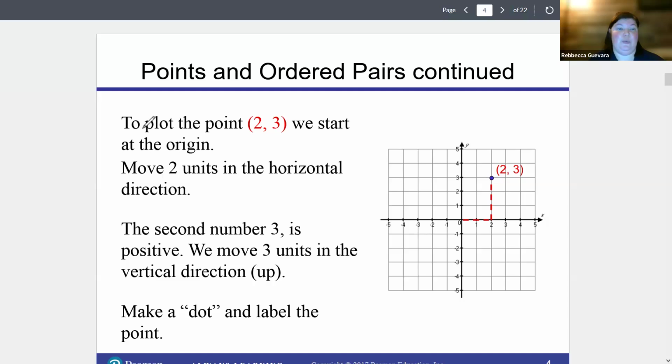So that is one way you can think about plotting points. To plot the point 2, 3, we start at the origin, and because we got this 2 here, I move over 2. Let me use red for this. So I move horizontally 2, and then I move vertically by 3 because of that y coordinate. And when we do it, we make a dot, and a lot of times we put our ordered pair next to the dot.